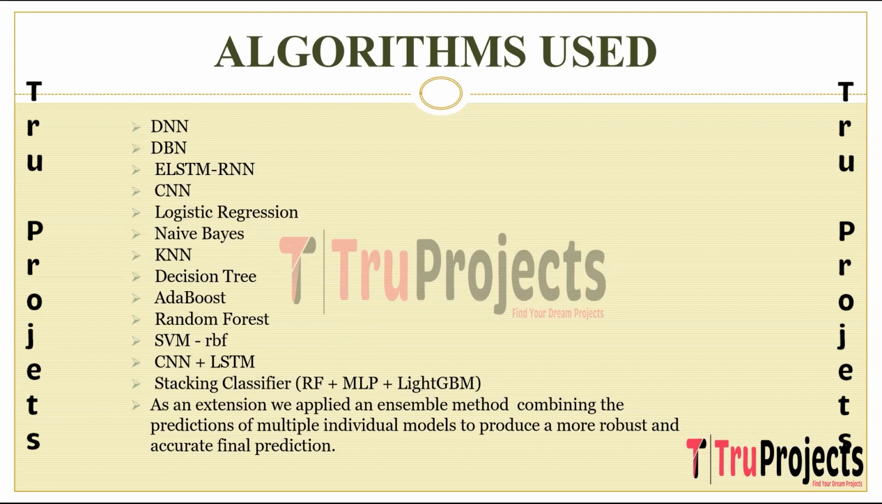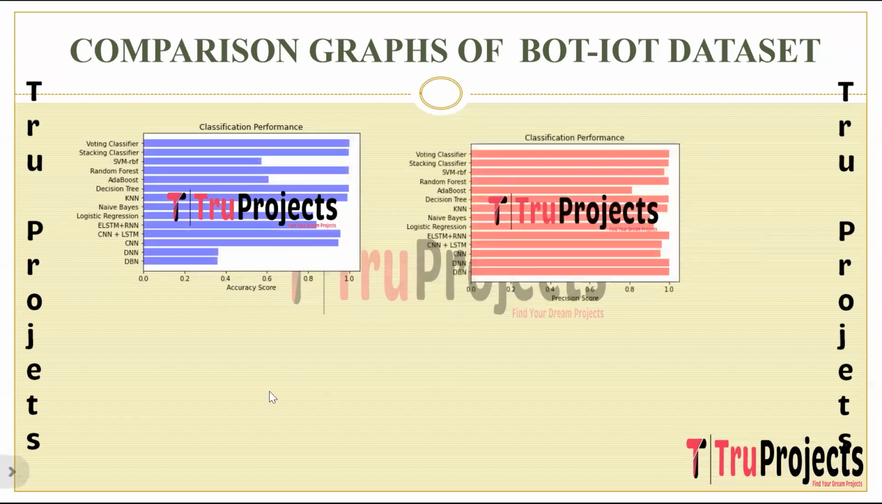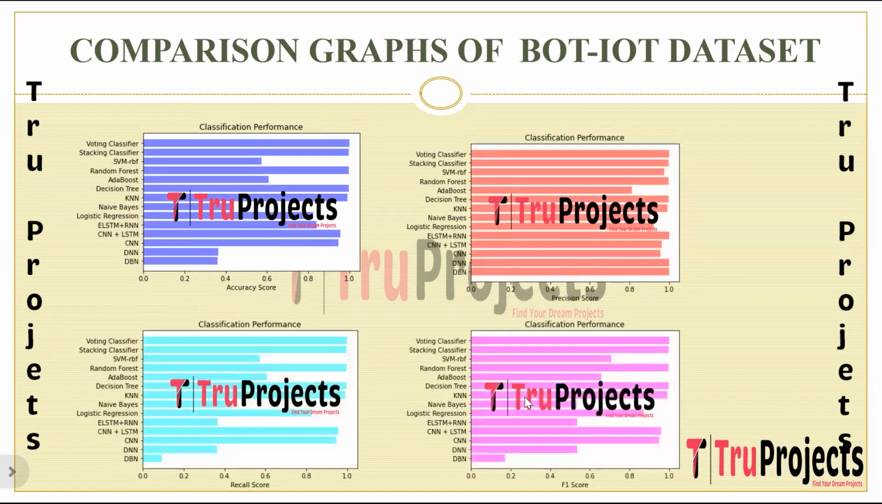As an extension, we applied an ensemble method combining the predictions of multiple individual models to produce a more robust and accurate final prediction. Comparison graph. Comparison graphs offer a visual breakdown of how a model performs across essential evaluation metrics. Models are compared with the parameters accuracy, precision, recall, and F1 score. These are the comparison graphs of the Bot IoT dataset.